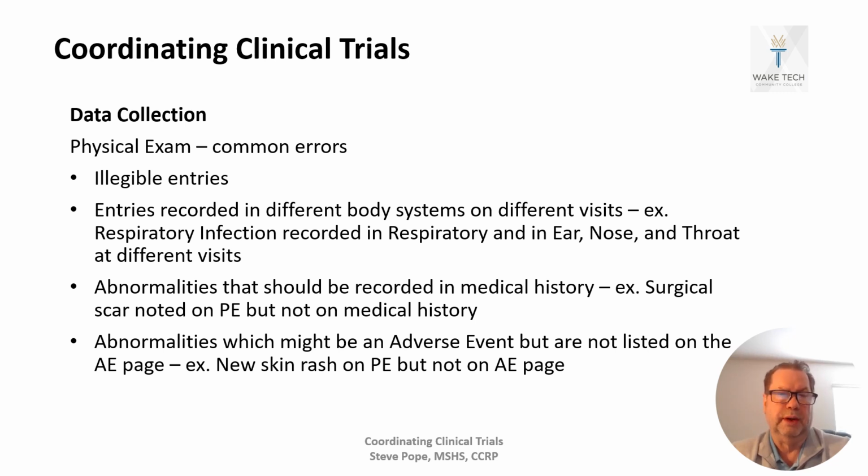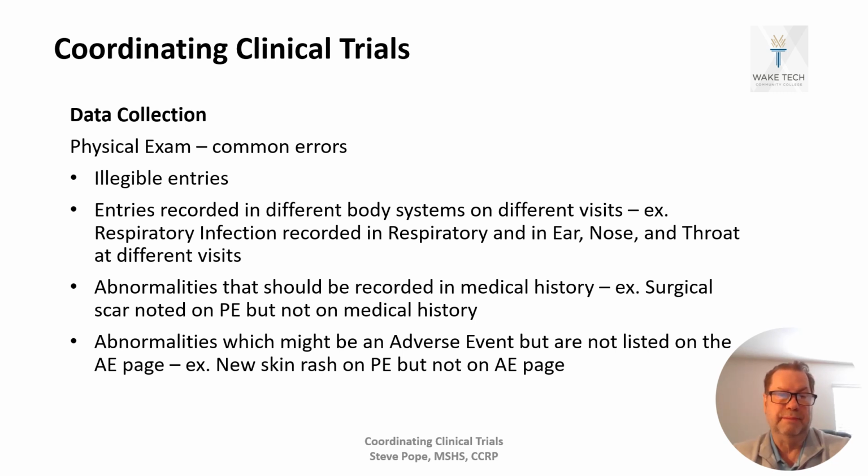Entries that are recorded in different body systems on different visits, for example, a respiratory infection recorded in respiratory and then in ear, nose, and throat at a different visit, or abnormalities that should be recorded in medical history. For example, a surgical scar that's noted on a physical exam but is not noted in medical history. That can be a common error.